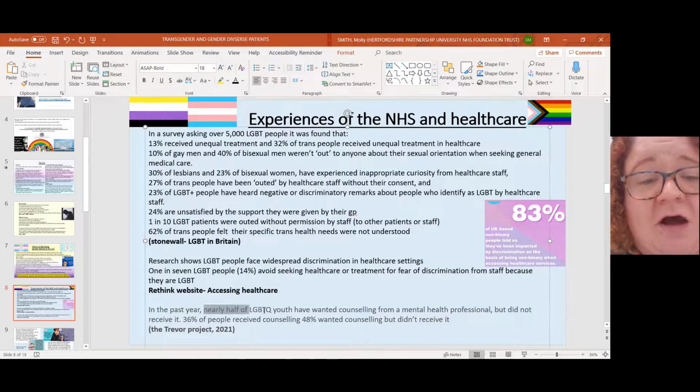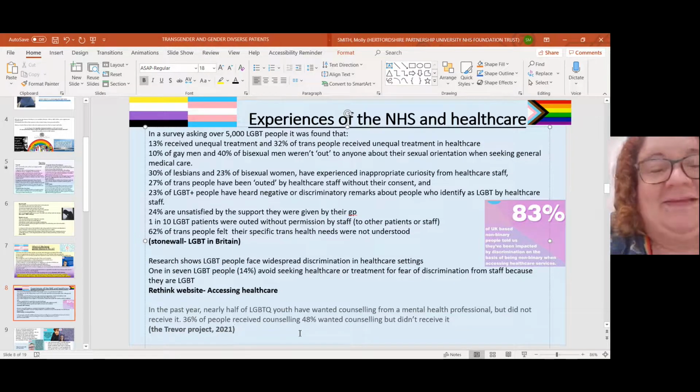In the past year, nearly half of LGBTQ youth have wanted counselling from a mental health professional but didn't receive it. That's a lot of people not getting the treatment that they want. And again, mental health rates are higher for this community, and they're not getting the treatment they want. 36% of people received counselling, great, but 48% wanted counselling and didn't receive it. And again, this is recently, this is 2021, this is in Britain, this is youth, so that would be sort of under 18s. That's a lot of people not getting the treatment and support that they need.